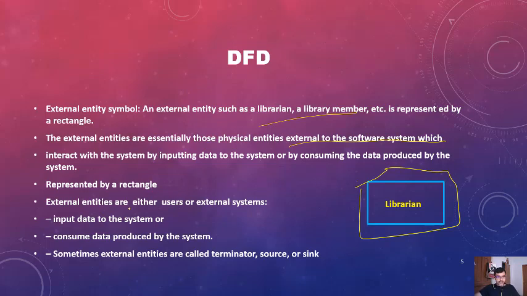External entities are either users or external systems, which input data to the system or consume data produced by the system. Sometimes external entities are called terminator or source or sink. Terminator means from that position no data is flowing into the next level. That's why it is called terminator. Or sometimes it is a source, as when a user gives some input values, so it is the source.